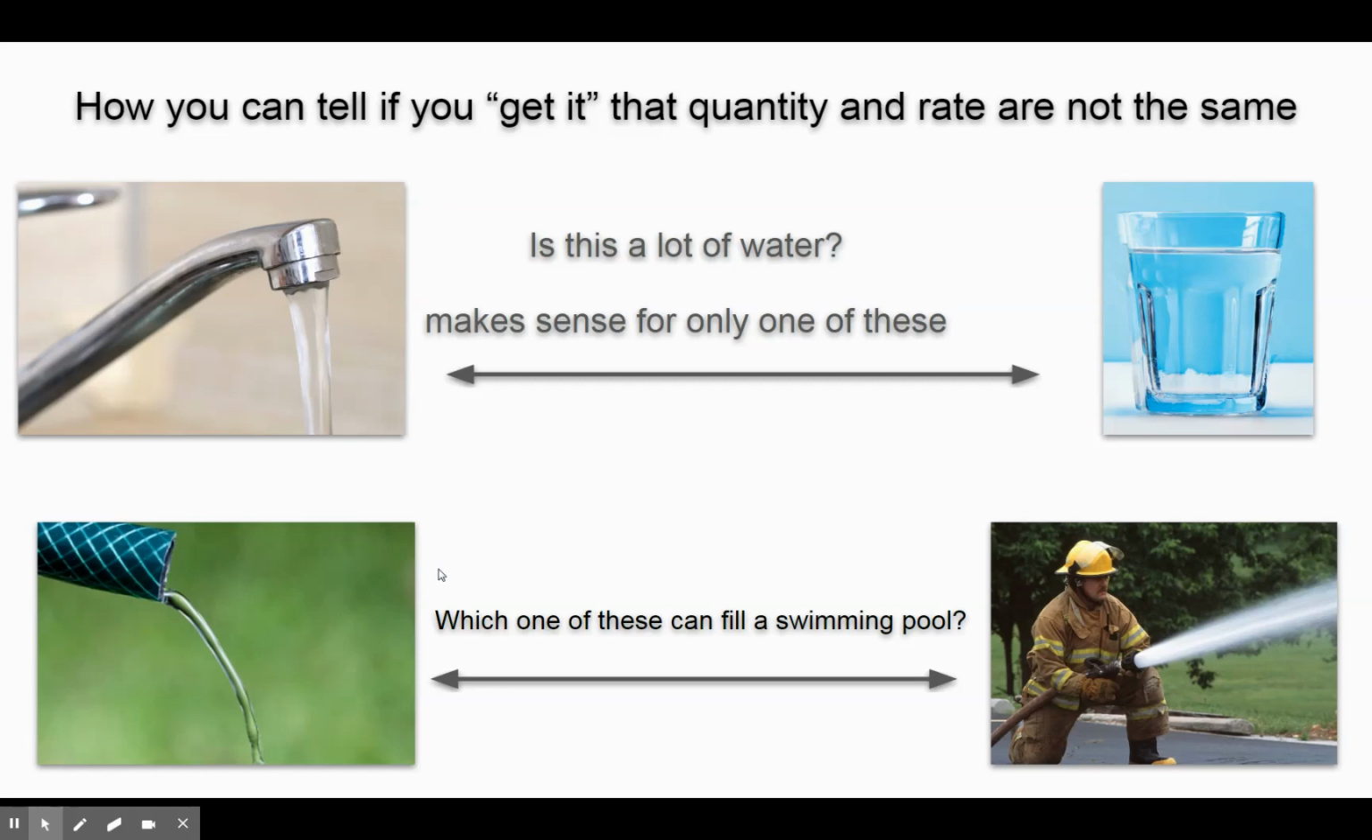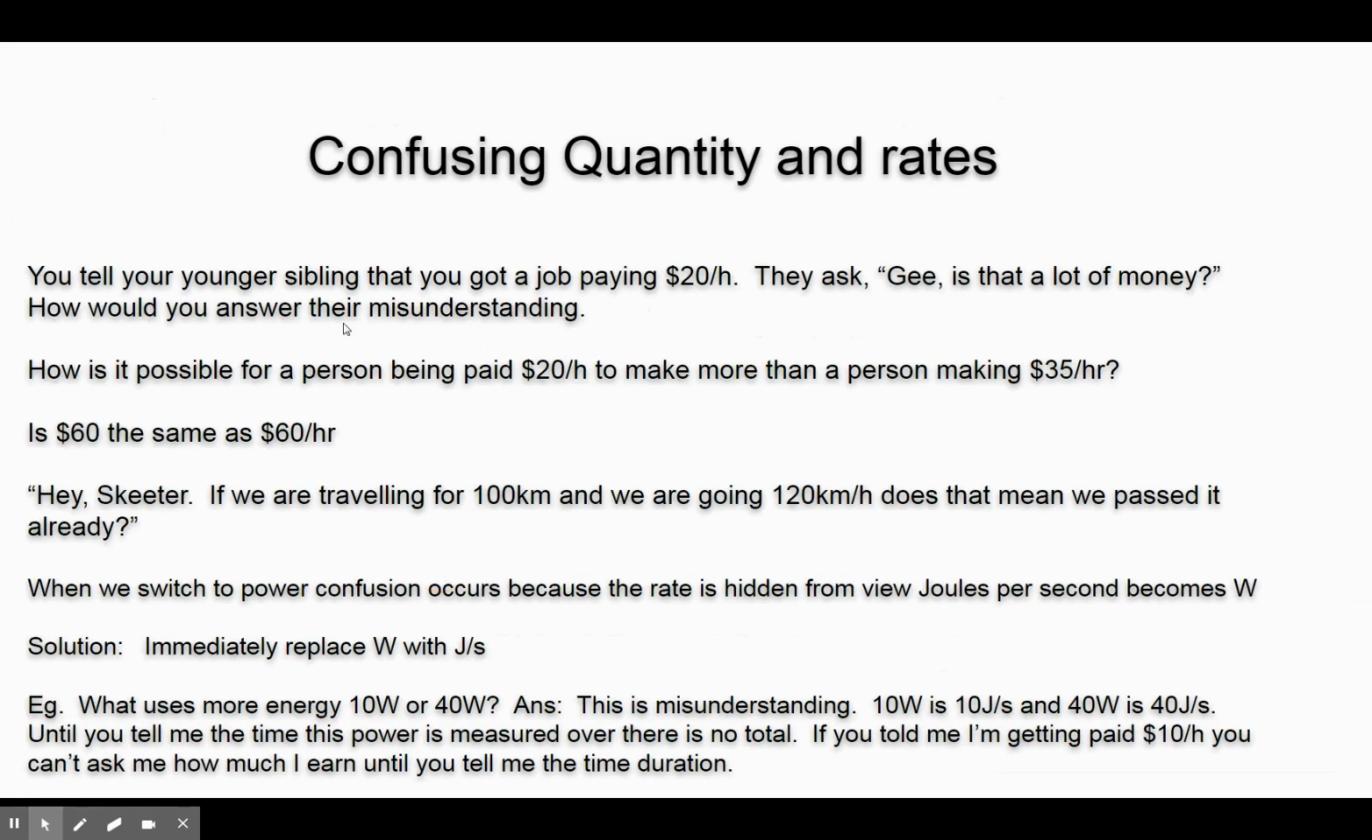When you see it as a joule per second, you'll get it. You tell your younger sibling that you got a job paying $20 an hour, and they'll go, gee, is that a lot of money? And you go, well, no, stupid. It's $20 an hour. If I work for 1 hour, it's $20. If I work for 4 hours, it's $40.